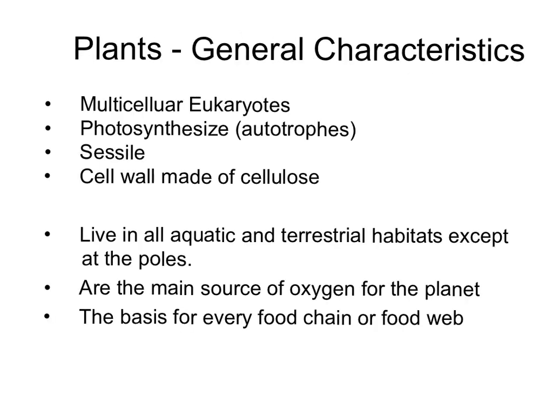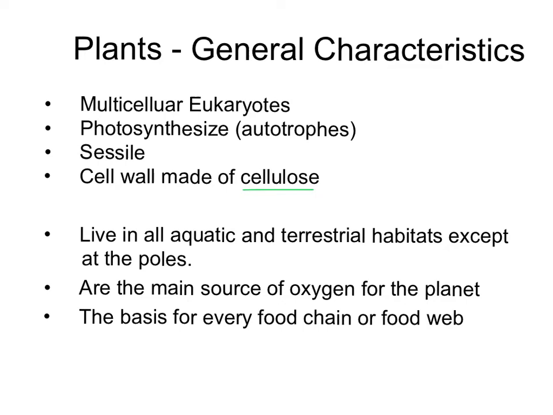Now, like I said, you know plants pretty well, probably, but here are their general characteristics. They're multicellular eukaryotes. Should be no surprise to you. They photosynthesize, so they're autotrophs. They're sessile, which means they can't move around much. And they have a cell wall made of cellulose, which is different, you may recall, from fungi, because fungi have a cell wall made out of chitin.